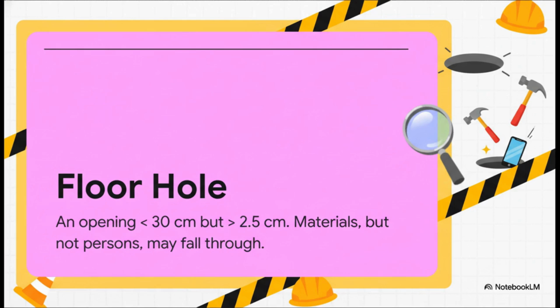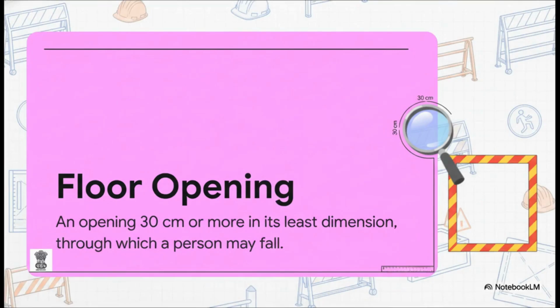So no, a person can't fall through it. But a wrench, a phone, a piece of rebar? Absolutely. And that can be just as deadly for the person working on the floor below. Now compare that to a floor opening. This is the big one. This is a major league hazard. If an opening is 30 centimeters or more across its smallest part, it's officially an opening. Why 30 centimeters? Well, because that's the magic number where a person can fall through. And as you can imagine, the safety rules for these are way, way stricter because the consequences are catastrophic.